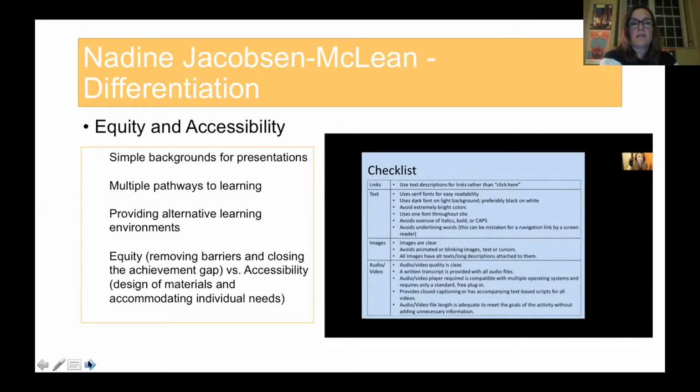Accessibility is more the design of the materials and accommodating individual needs. So she gave us a checklist over here of different ways we can make things like text and images and audio more accessible, or also provide alternative pathways. This is one of her checklists, which I found helpful to sort of look through what kind of font are you using, what sort of colors are you using, how are the images displayed, and making sure that the things we have are accessible to all students.